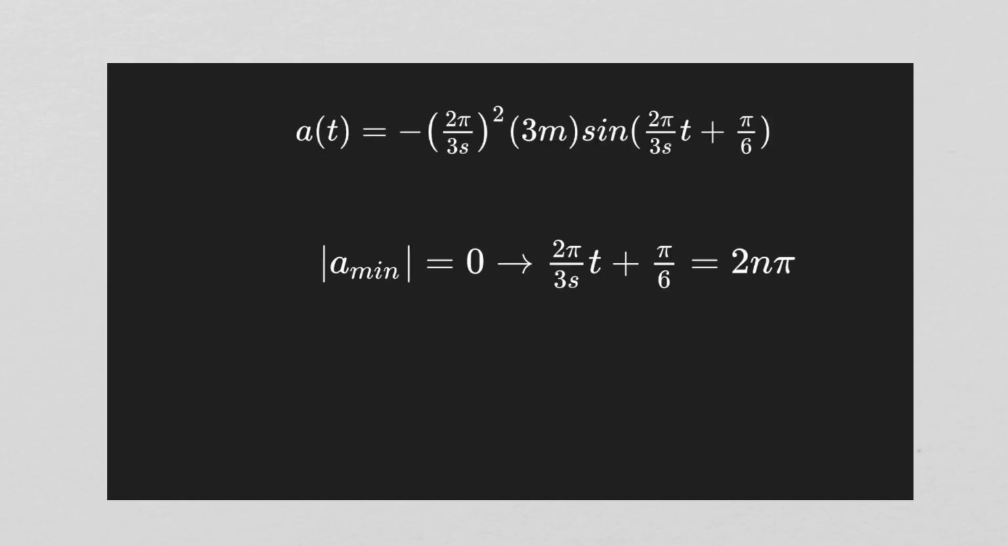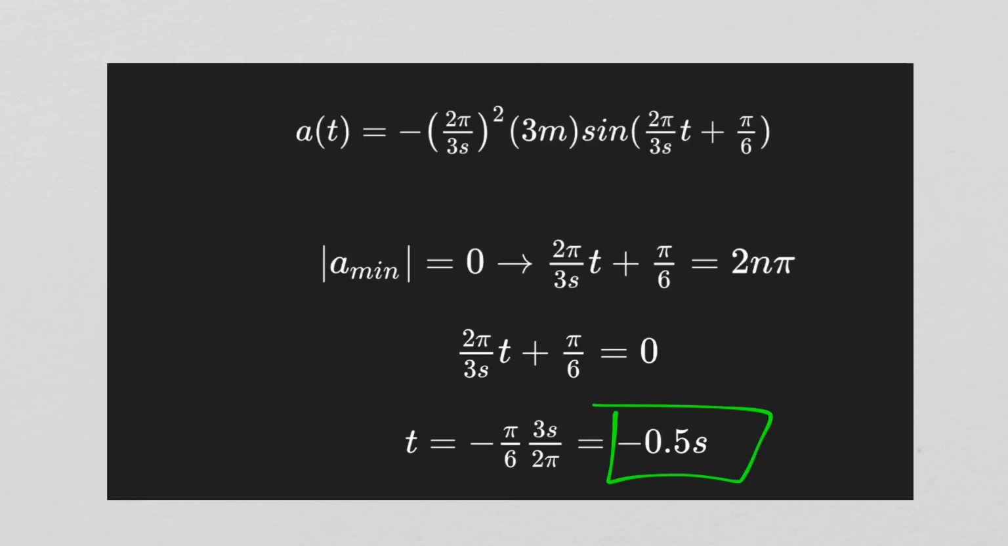So if I want a minimum, well, I know that at a minimum it's 0. Minimum magnitude, all right? You could say negative is a minimum, but I'm looking for the minimum magnitude, which is 0. So I set this to 0. And I know that it cycles every 2 pi, where n is 0, 1, 2, 3, 4. That's just where sine equals 0. So let's try 0 first. I solve for t and I get t is negative 0.5 seconds, which means I travel back in time.